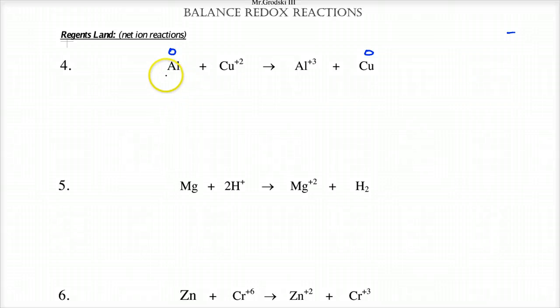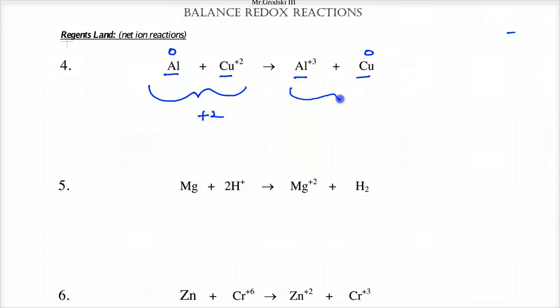Well, I got 1 aluminum, 1 copper, 1 copper. Some people would say on a test, hey, this is balanced. But if you notice something, the total charge on this side is plus 2. The total charge on this side is plus 3. That's not going to work. Charge must be conserved, as with mass and, of course, energy.